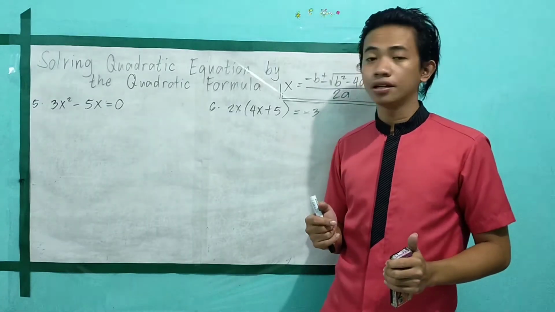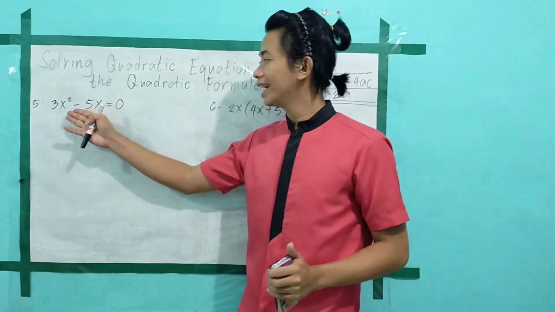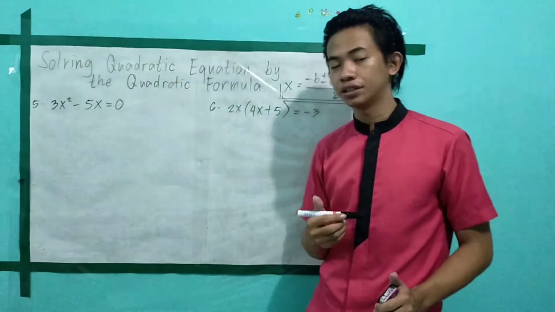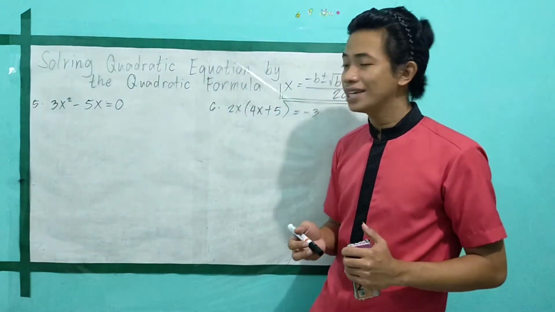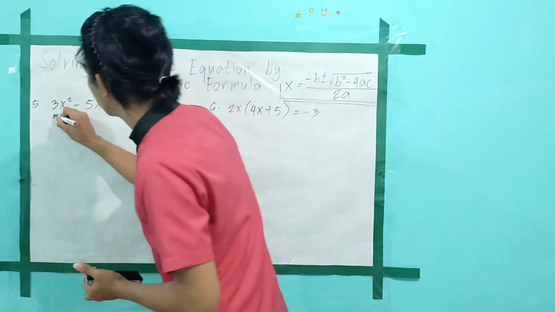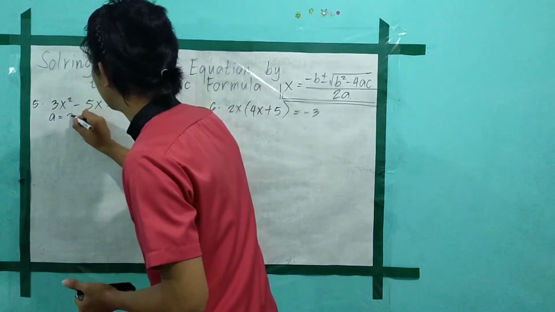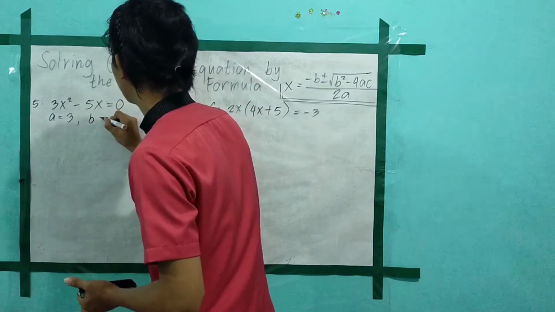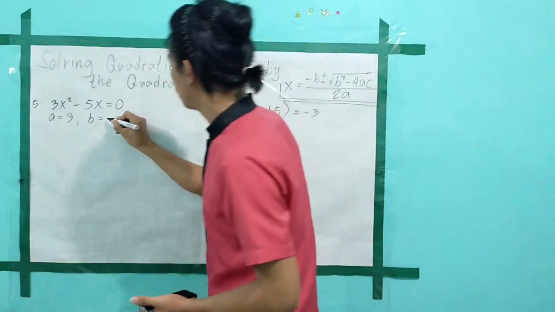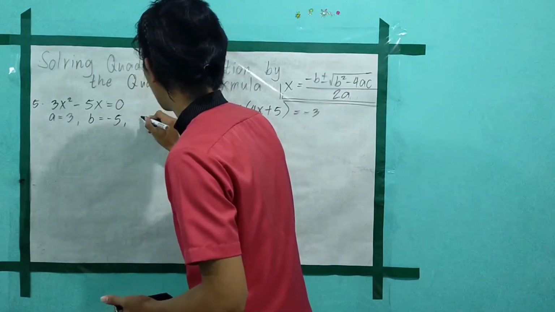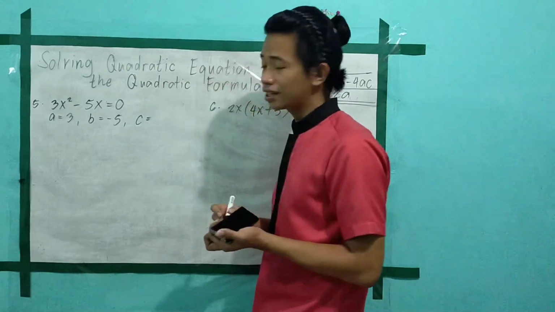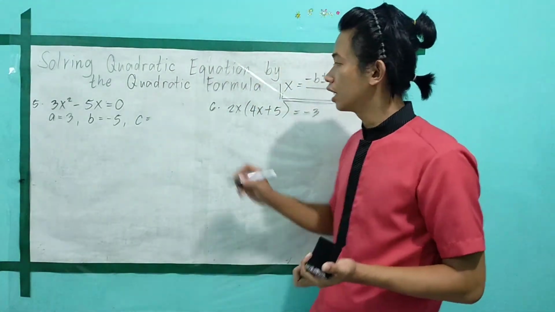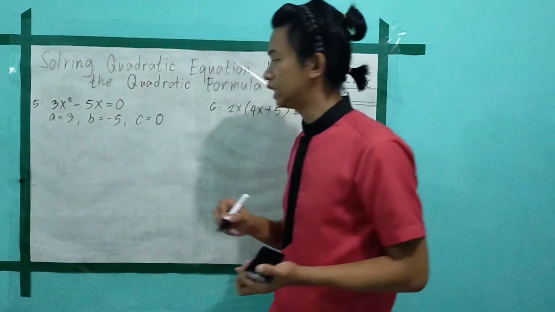Problem number 5. In problem number 5, we have 3x squared less 5x is equal to 0. So, determine natin yung a, b, and c. So, our a here is equal to 3. Our b is equal to negative 5. Our c is equal to, meron ba na nakikita ang constant? Okay, so wala, therefore 0 ang ating c.